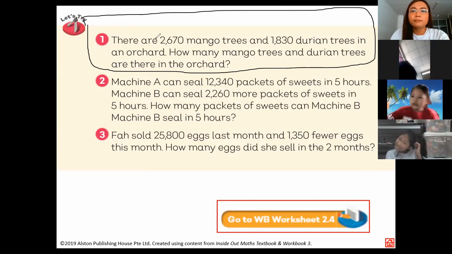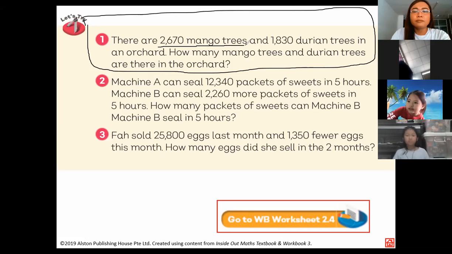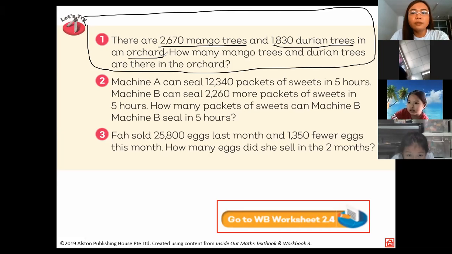There are 2,670 mango trees and 1,830 durian trees in an orchard. How many mango trees and durian trees are there in the orchard? Okay, so I'm gonna read one more time. There are 2,670 mango trees and 1,830 durian trees in an orchard. How many mango trees and durian trees are there in the orchard?